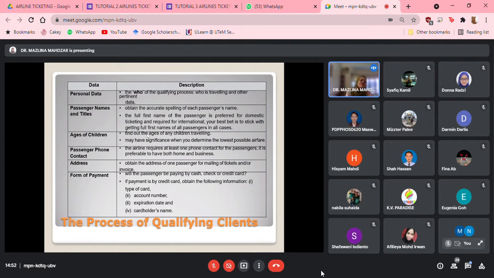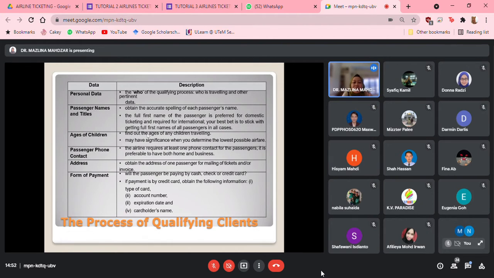Alright, for ages of children, yes, I say it's very important. You need to know the category type of your passenger. Finding out the ages of any children traveling may have significance when you want to find the lowest possible fare. Passengers' phone contact: the airline requires at least one phone contact for passengers. It's preferable to have both home and business.